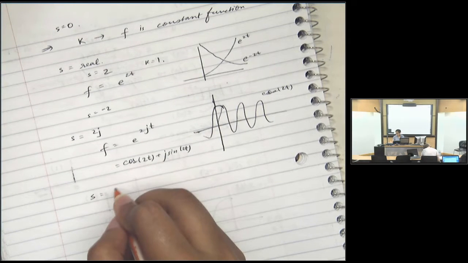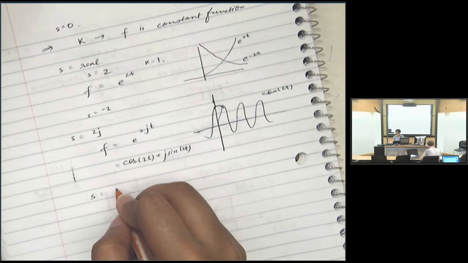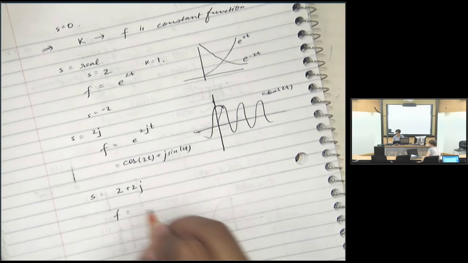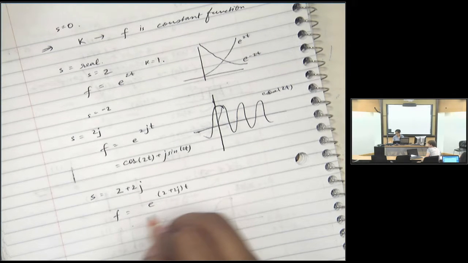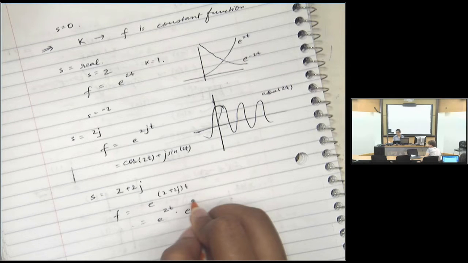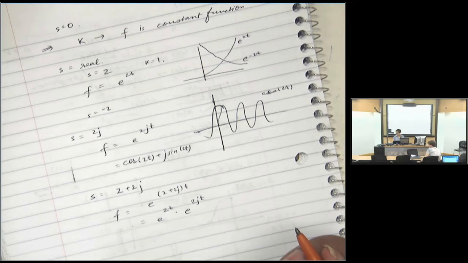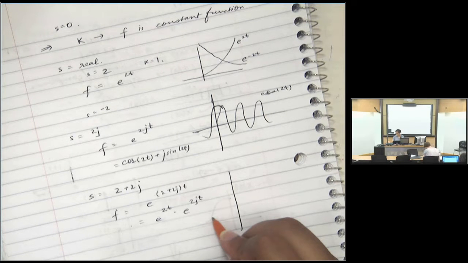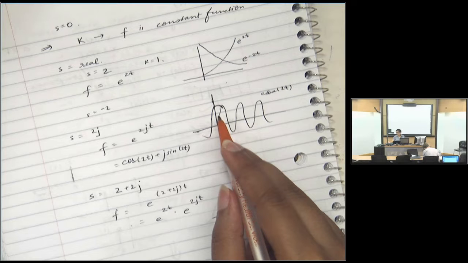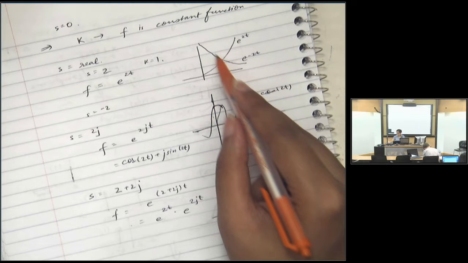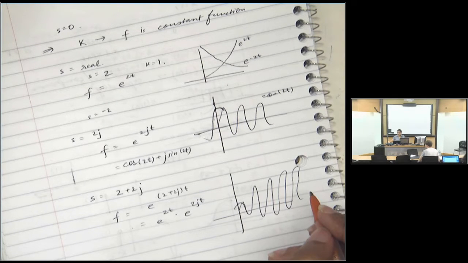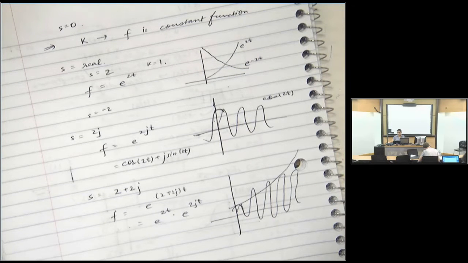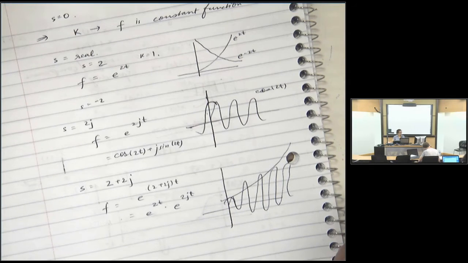Now, when s has both real and complex parts, then f will be e raised to power 2 plus 2j, times t. So that is e raised to power 2t. All good? So this will be a complex function multiplied by this expansion. So it will go like this. It will expand in time. That's the whole meaning of complex exponentials over here.